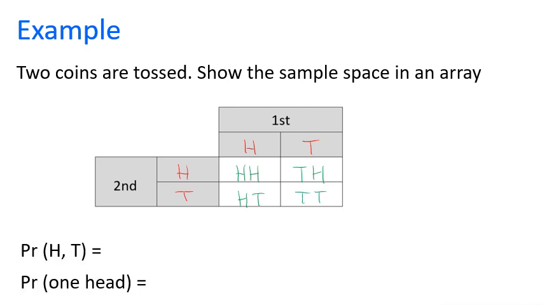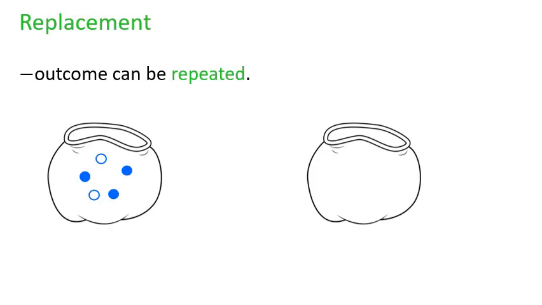What's the probability of getting a head and then a tail? A head and then a tail, that's only this option here, 1 in 4. The probability of getting one head, so this is one head and this is one head, that's 2 out of 4.